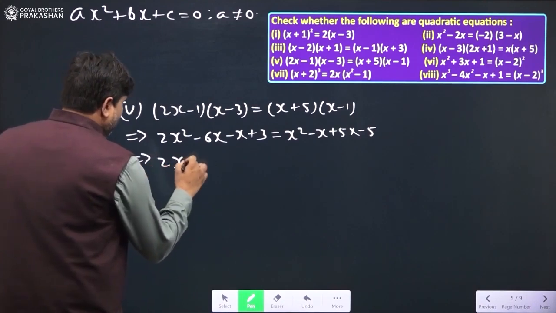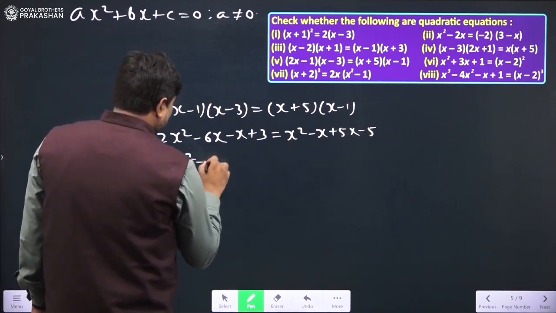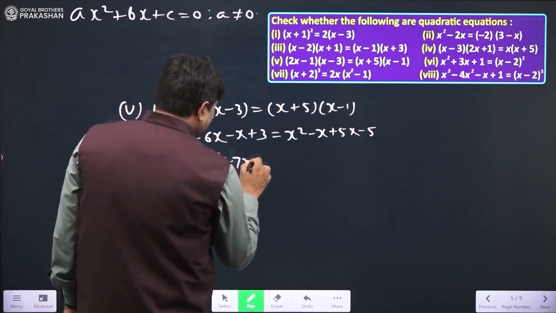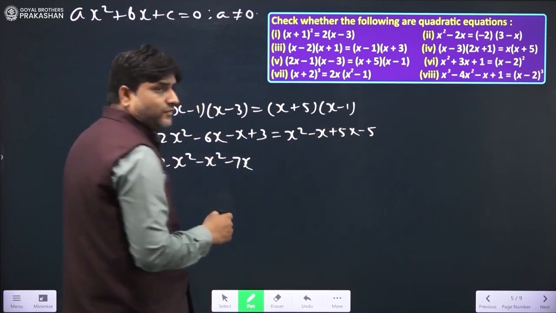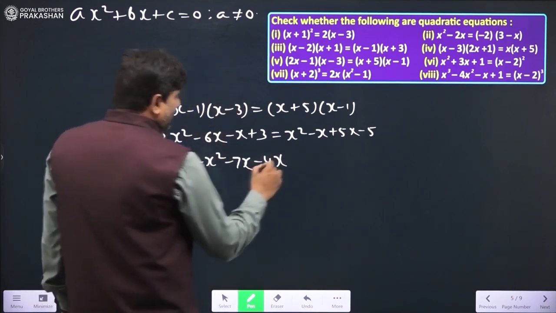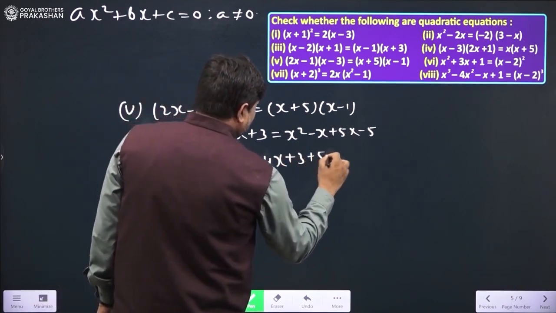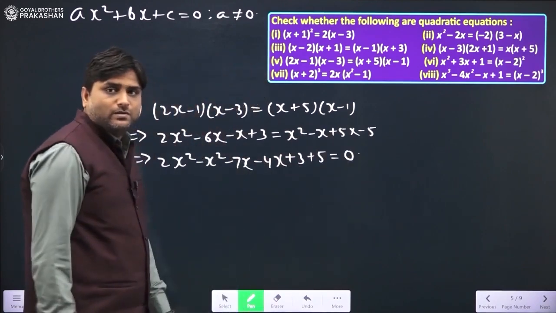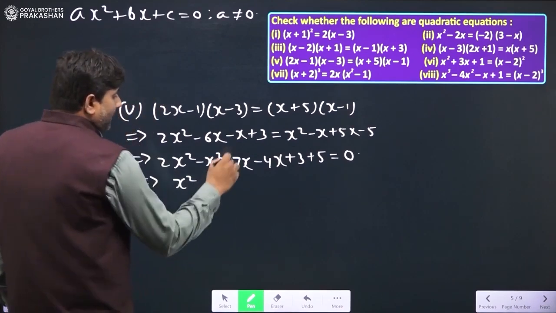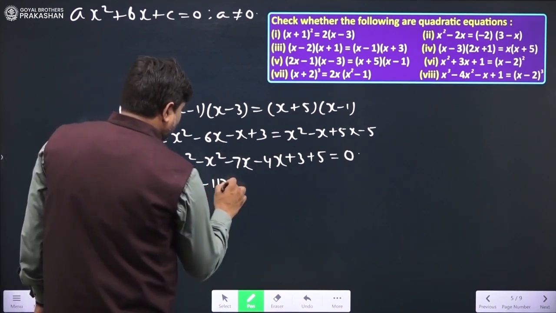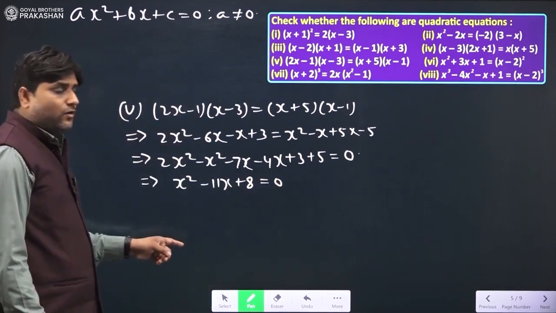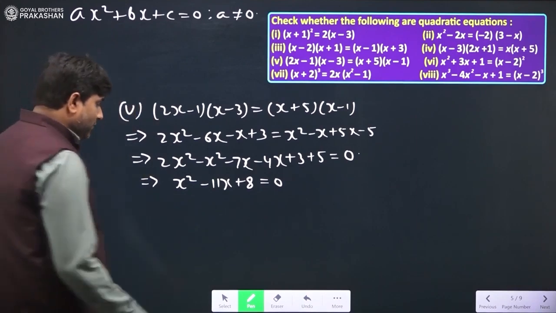So on simplification we can write 2x square, x square comes from RHS, it will be minus x square, minus 6x minus x is minus 7x, here it is minus x plus 5x, 4x, and in LHS it will be minus 4x, plus 3 minus 5, here it is plus 5 is equal to 0. So 2x square minus x square is x square, minus 7x minus 4x is minus 11x, 3 plus 5 is 8. So yes, this is in the form of ax square plus bx plus c equal to 0.